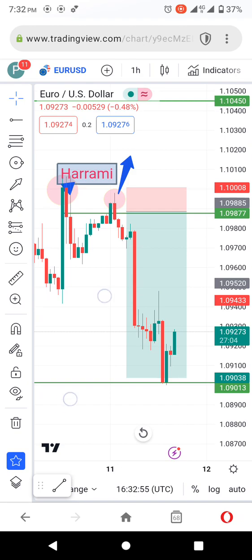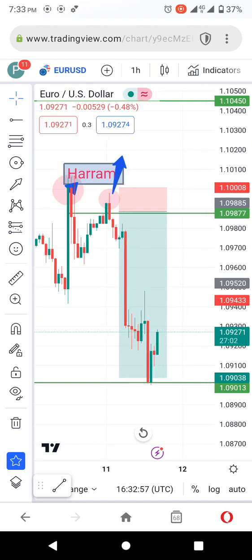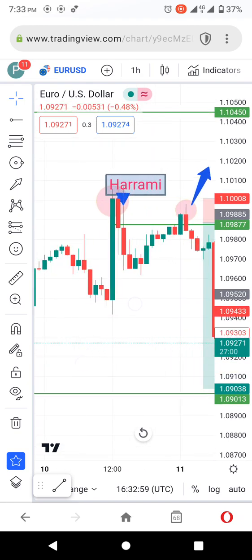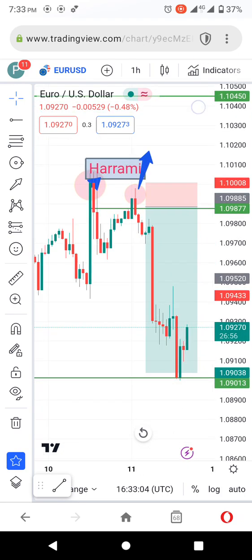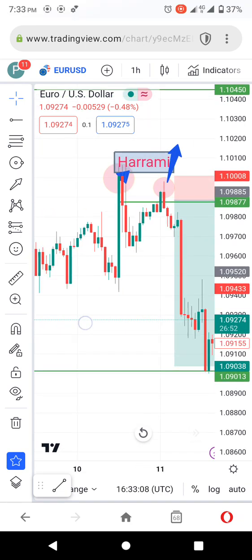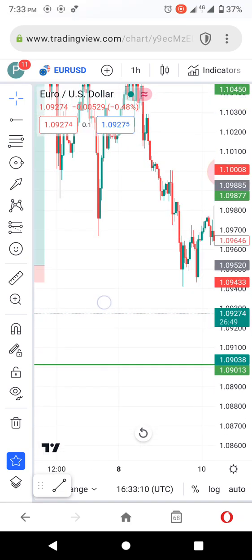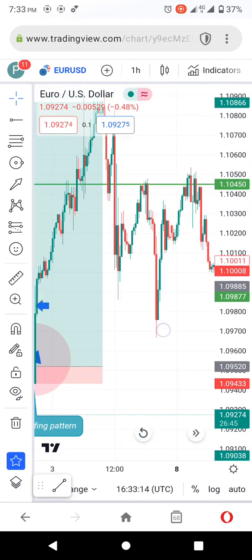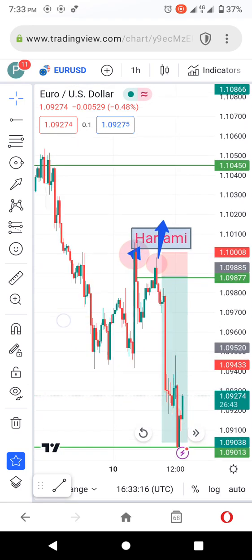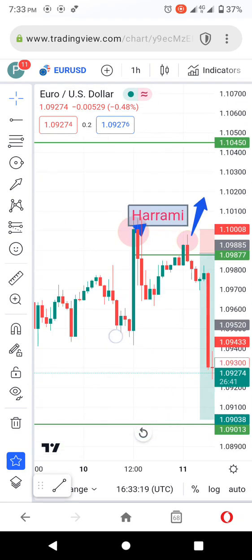So you can see the Harami is mostly used in reversals. So if you use only candlestick patterns, you can get that. So let me try to get even another. Okay, for those two, today we have learned about engulfing patterns, the bullish engulfing pattern for the buys, and the other one is Harami for reversal.